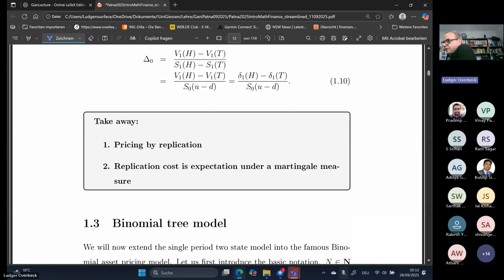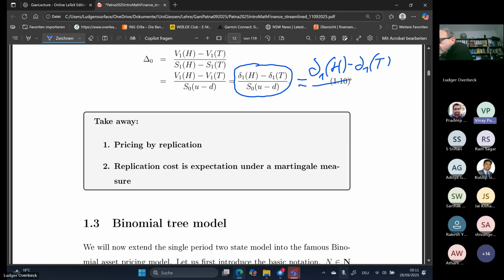In this term, you can also write it like this. The delta 0 is the value of, that's your hedge amount. Most bankers would do it the same way. They would say, I take the change of the financial instrument and divide it by the change of the underlying. Let me write it like this.